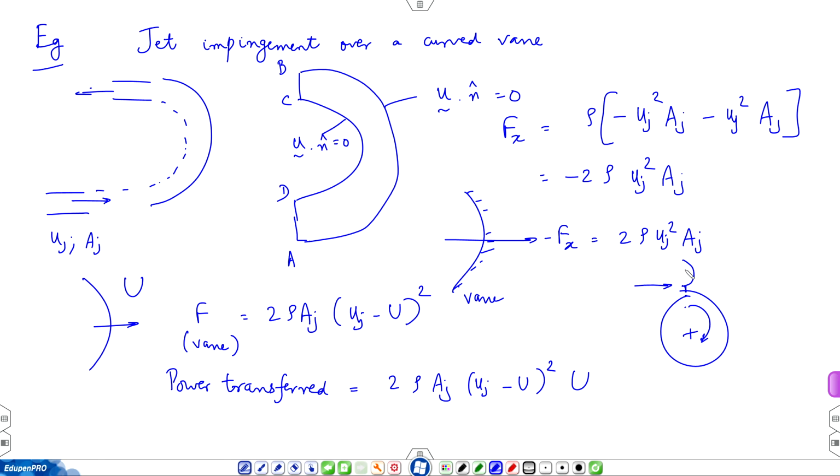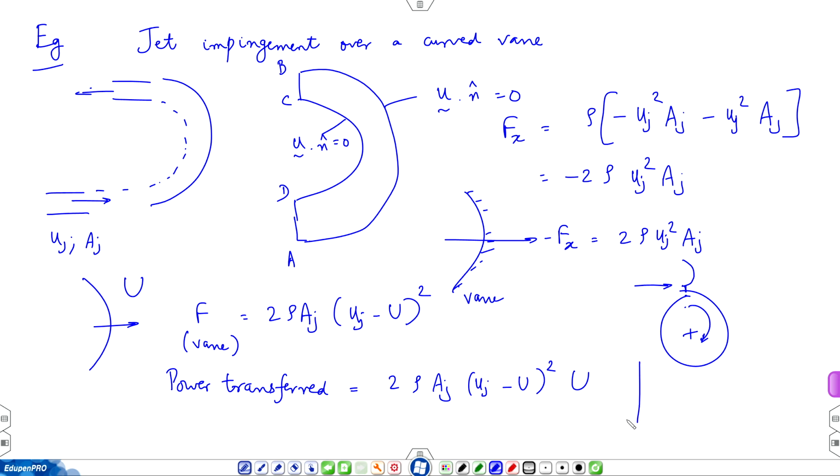Okay. So, from this application viewpoint, you want to pick uj and capital U, the jet speed and the vane speed, suitably. You can see that let us say the vane is fixed, then capital U is 0. So, no power is transferred. Similarly, if the vane is allowed to move at a speed equal to the jet speed, then no force is developed, uj minus U is 0. So, naturally somewhere in between there is a point where the power transferred is a maximum, which you can find out by differentiating this expression with respect to capital U.